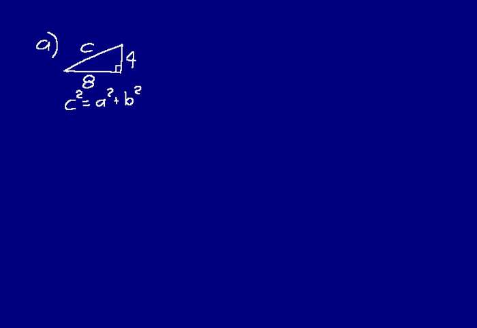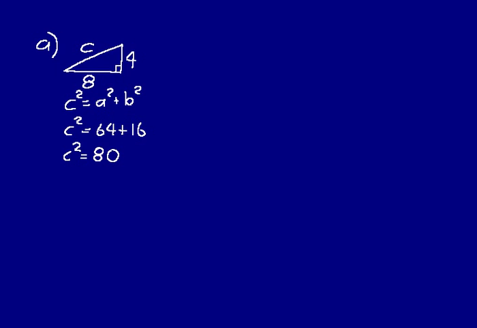C squared is equal to A squared. It doesn't matter which one we use for A. We'll just say 8 is A, and we'll say 64 plus 4 squared is 16. And then we'll have C squared is equal to 80.